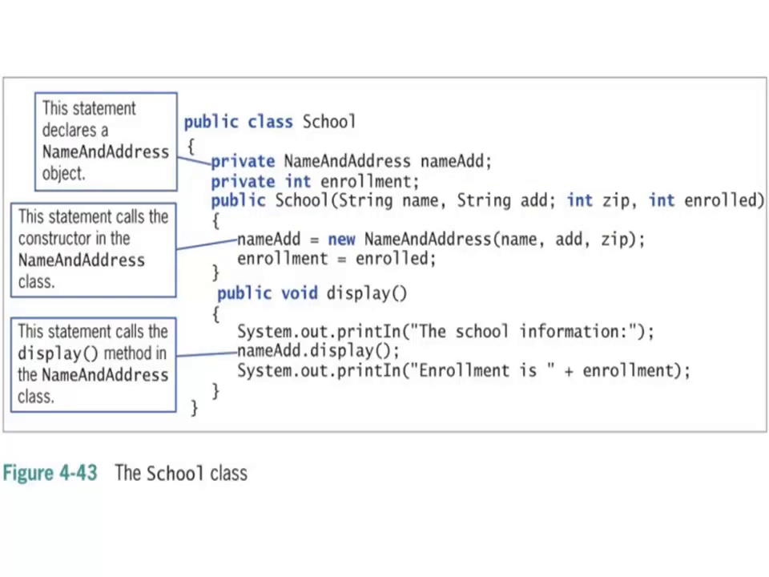In this figure, we can see we have a class School. The School class has an instance of NameAndAddress. We have a private NameAndAddress, nameAdd. The School class constructor requires 4 parameters. Within the constructor, 3 of the items, the name, address, and the zip code, are passed to the NameAndAddress constructor to provide values for the appropriate fields. The 4th constructor parameter is assigned to the School class enrollment field.